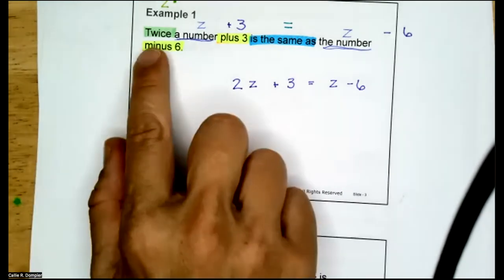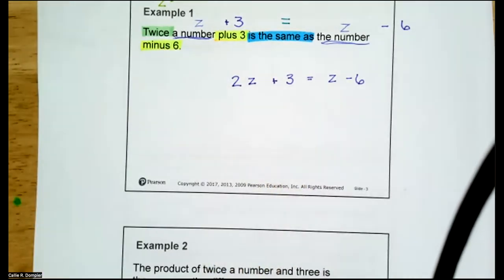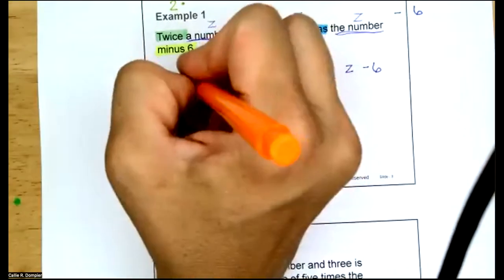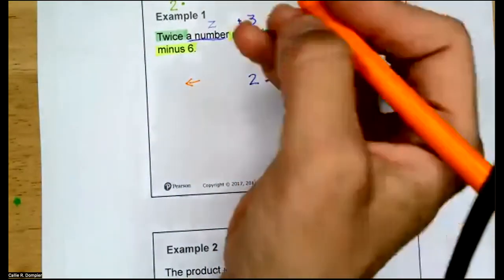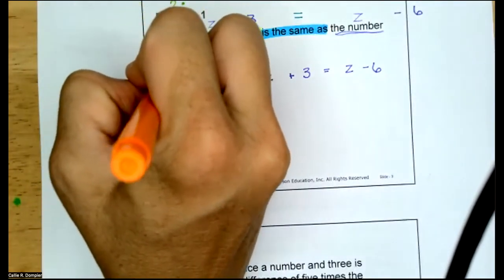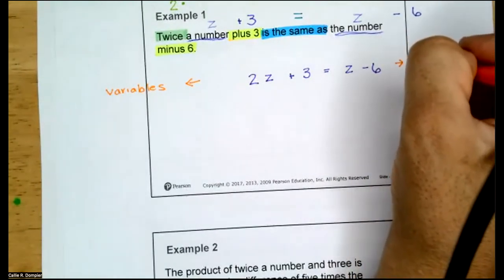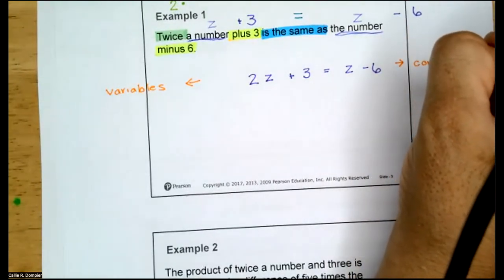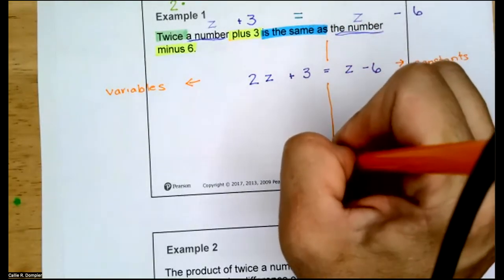Okay. Twice was just multiply by 2. 2z plus 3 equals z minus 6. Now we're just going into solving like we did in 2.1. So I want to take all of the letters or the variables and move them this way. And all of the constants or the numbers and move them this way. And then the dividing line will be the equal sign.